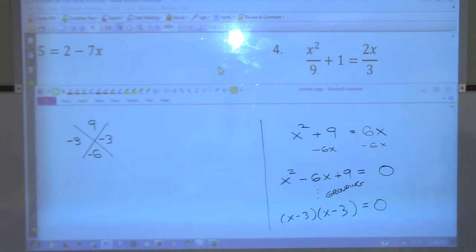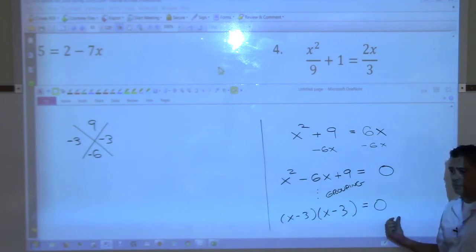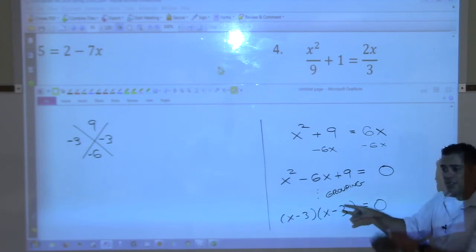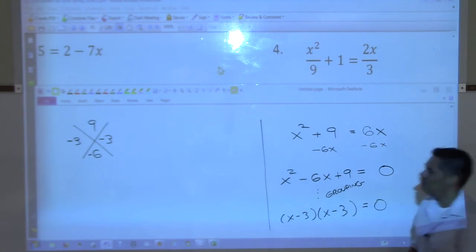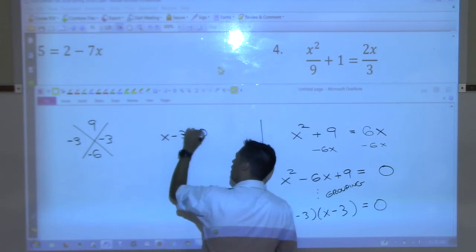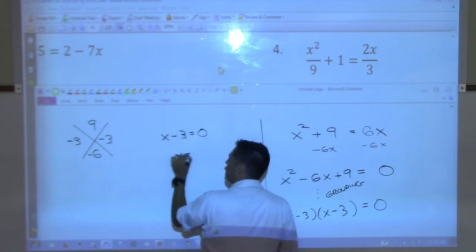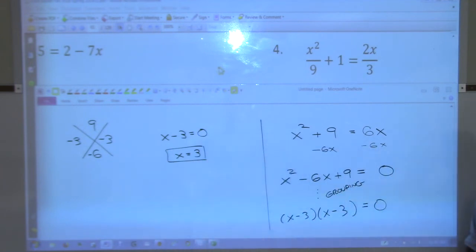Now, Timothy, we have two things that multiply, right, to be 0. They multiply to be 0, so we're just going to set each one to 0. And they're the same thing, aren't they? So really the only thing I have to do is just set x minus 3 equal to 0. Add 3 to both sides, and we get just a single solution. Just one answer. X is 3.